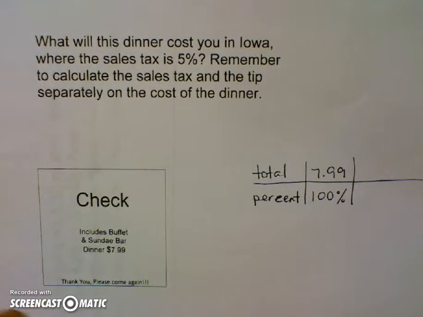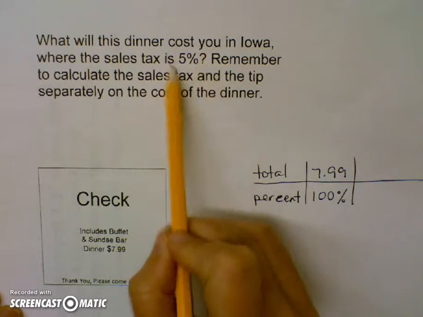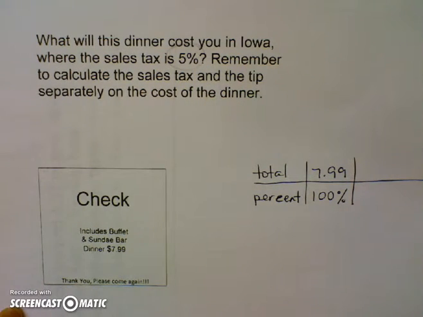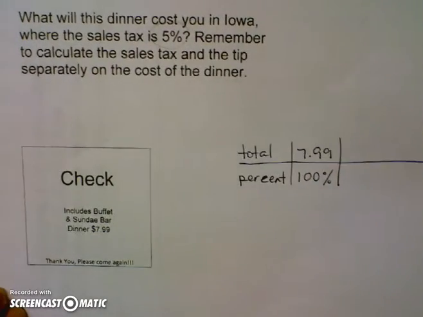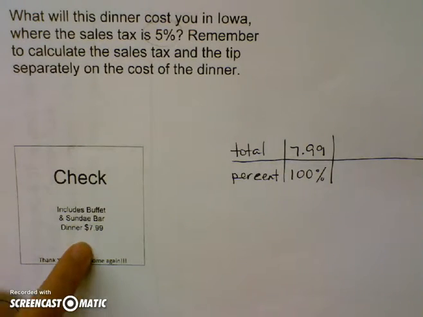What will this dinner cost you in Iowa, where the sales tax is 5%? So remember to calculate the sales tax and the tip separately on the cost of the dinner. So right now we're looking for the 5% tax. So in this case, I'm working with a total check of $7.99.